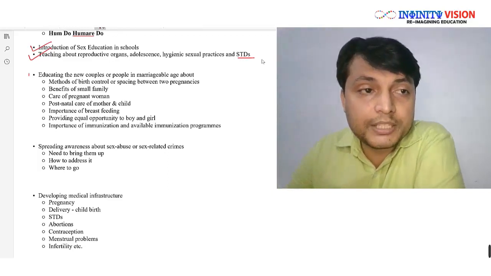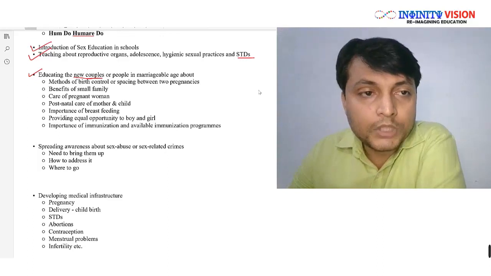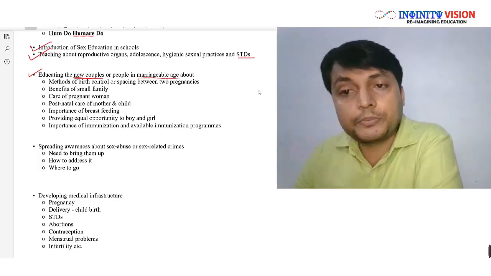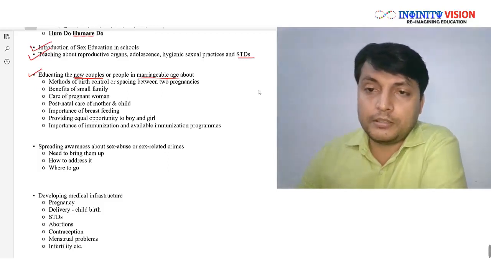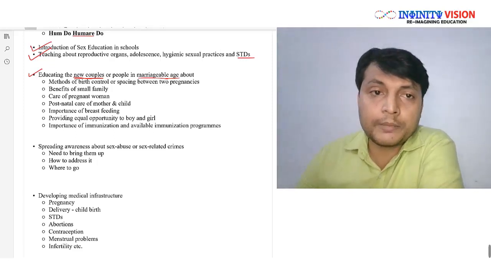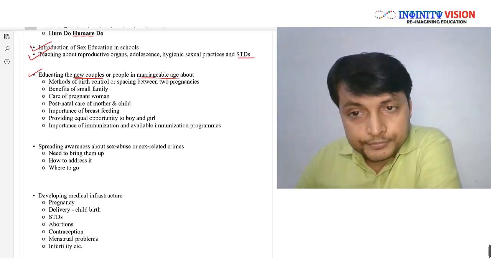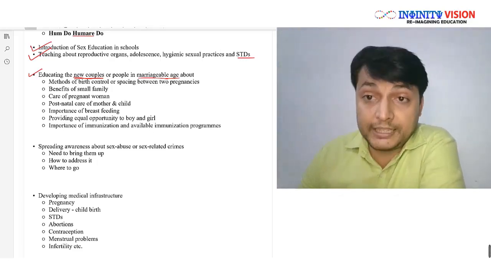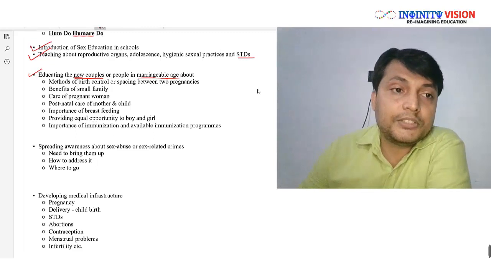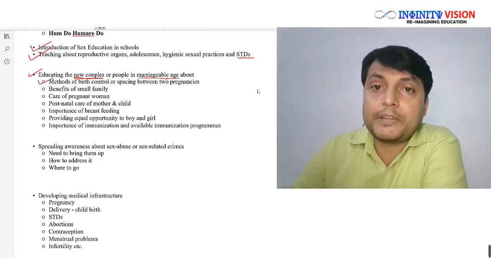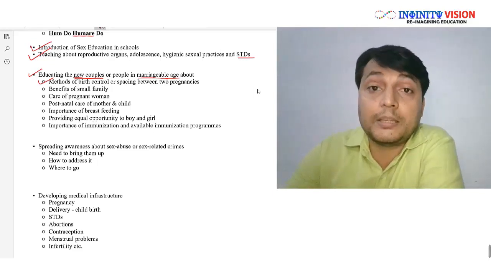Not only this, ये जो प्रोग्राम्स हैं they also went on to another level and they started educating the new couples, मतलब जिनकी नई नई शादी हुई है, or people in marriageable age, right? Marriageable age as in people from 18 and onwards. ये जो भी लोग हैं या जो नए शादीशुदा लोग हैं, उन लोगों को we started educating them, making them aware about reproductive health. Okay, so we started teaching them about different methods of birth control. और ये जो different methods of birth control हैं, some are permanent, some are temporary.